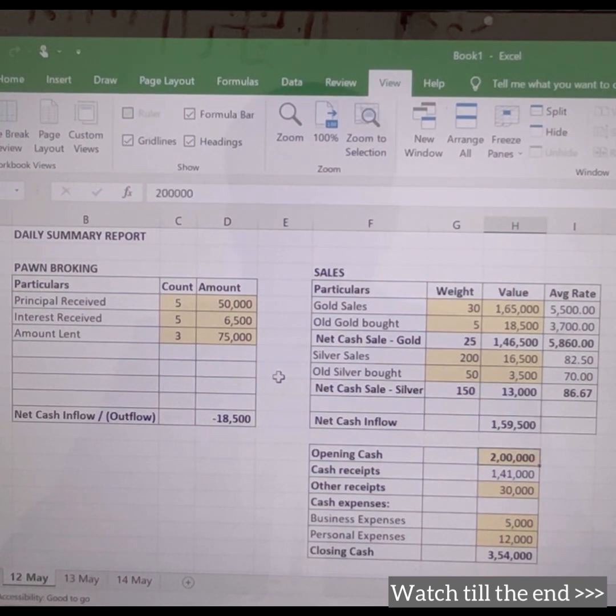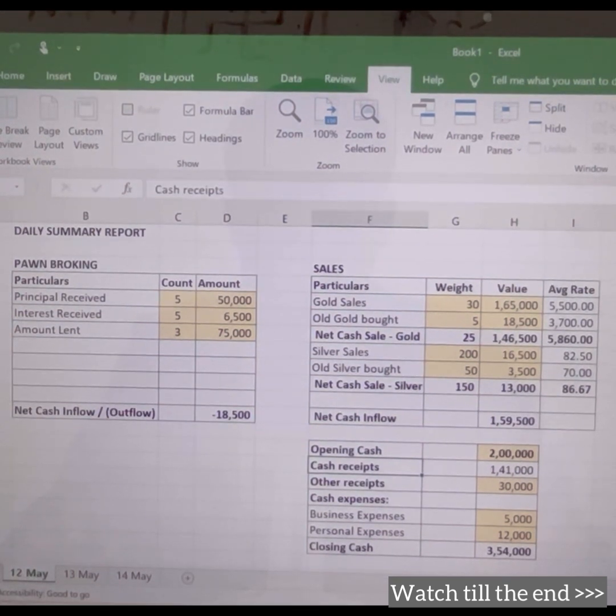Now coming to the final summary report, the opening cash is recorded here, and then total cash receipts during the day is 1,41,000, which is 1,59,500 sales minus 18,500 is the outflow of pawnbroking. And if you have received any other amount other than pawnbroking and sale of jewelry, we'll record it over here. Say in this case it is 30,000 rupees inflow. Next we'll record the cash expense, business expense and personal expense. It is very important to segregate between business expense and personal expense so that you can understand the total cash flow of the business.